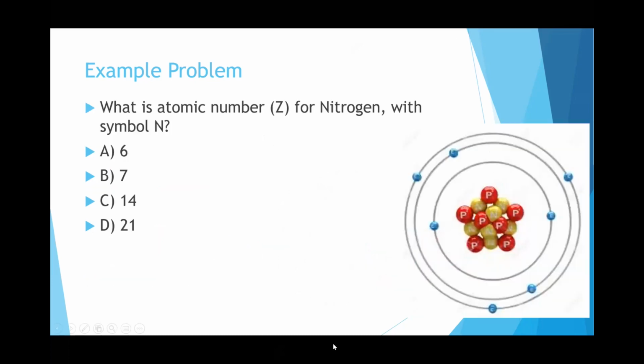So let's do that same exact thing for nitrogen. So what is the atomic number? In this case, they don't have the charges, but a P stands for proton. To find the atomic number, you find the number of protons and you count how many protons there are in that element.